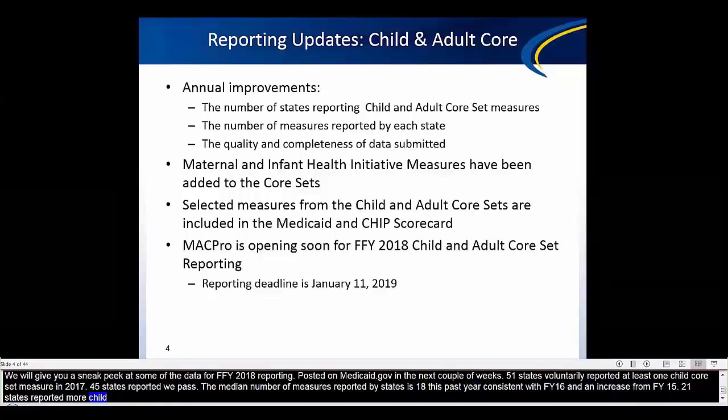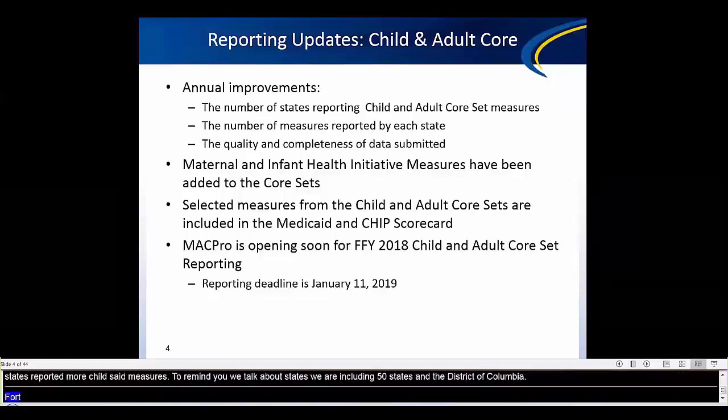And just to remind you that when we talk about states, we are including 50 states and the District of Columbia. For FFY 2017, 43 states voluntarily provided data for the adult core set, up from 41 states in FFY 2016. So the two states that reported for the very first time are Florida and Wisconsin, and we wanted to say thanks a lot and nice work, guys.